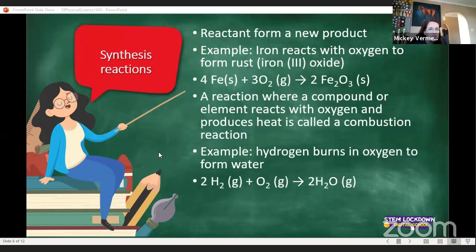If combustion occurs, does it mean it is a synthesis reaction? Yes. Yes, Mbali, yes. Thank you for helping me out.